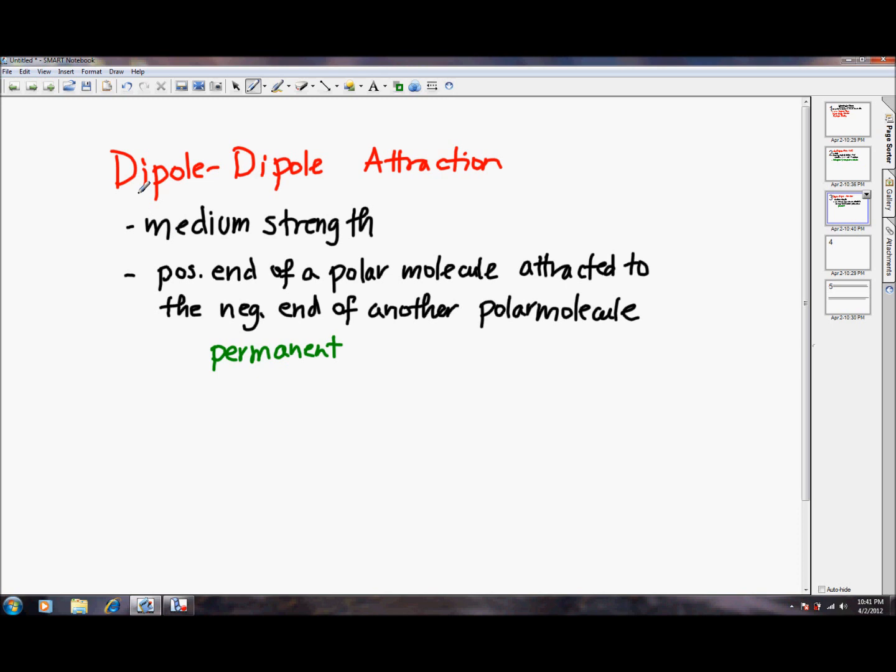So the positive and negative ends are called the dipole. So you have the two poles on one molecule attracted to the two poles on a different molecule. Positive to negative, negative to positive. That's what we call dipole-dipole. So you will find this in any polar molecule. It will have dipole-dipole attraction.